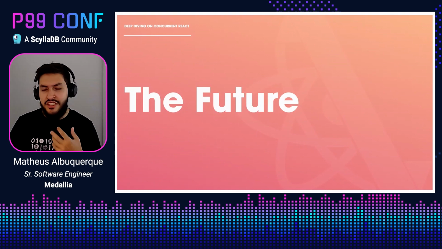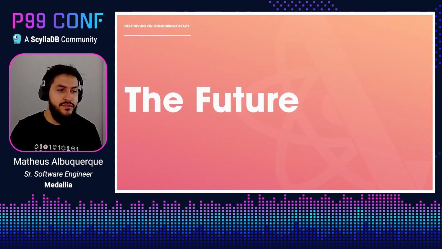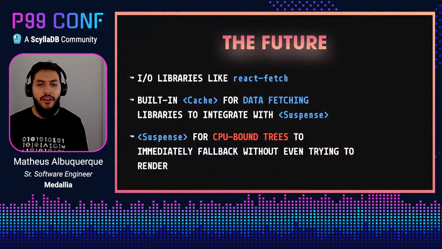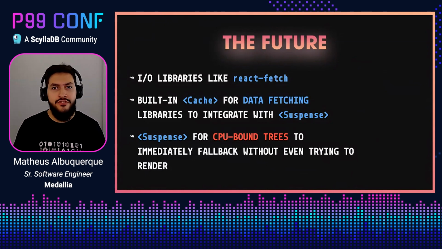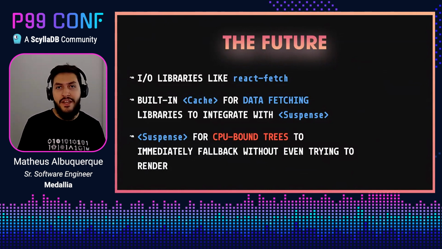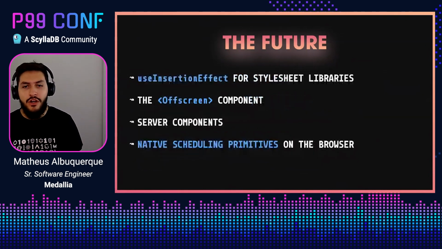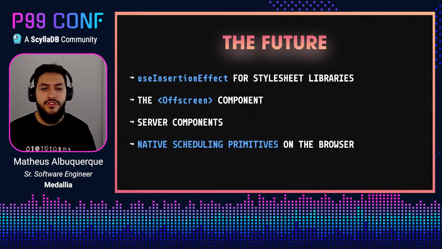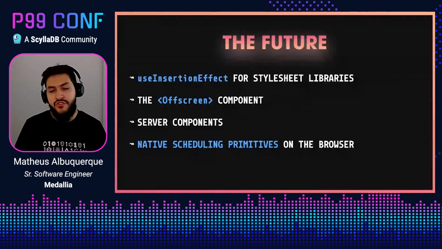There are just a lot of things, amazing stuff coming down the line. So I'd like to quickly go through some of them. We're gonna have more IO libraries like React Fetch, built-in cache for data fetching libraries to integrate with Suspense. We're gonna have Suspense for CPU bound trees, which is just amazing because you can fall back some expensive subtree of your component without even trying to render. We're gonna have more hooks for library maintainers like useInsertionEffect. The Offscreen component, which is also amazing. Just this whole umbrella of React Server Components.